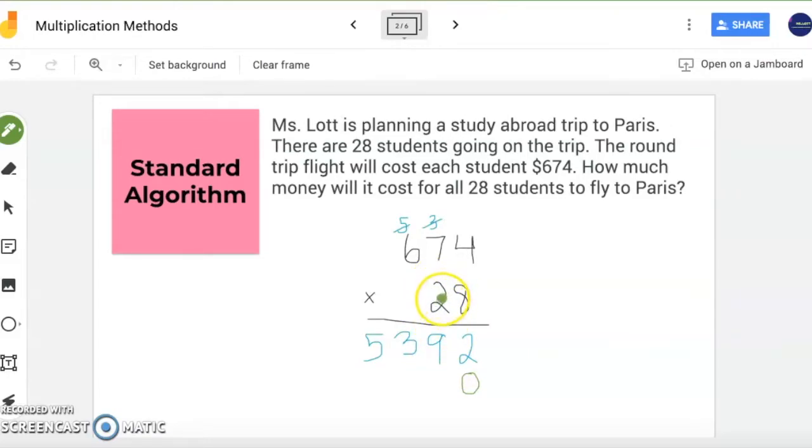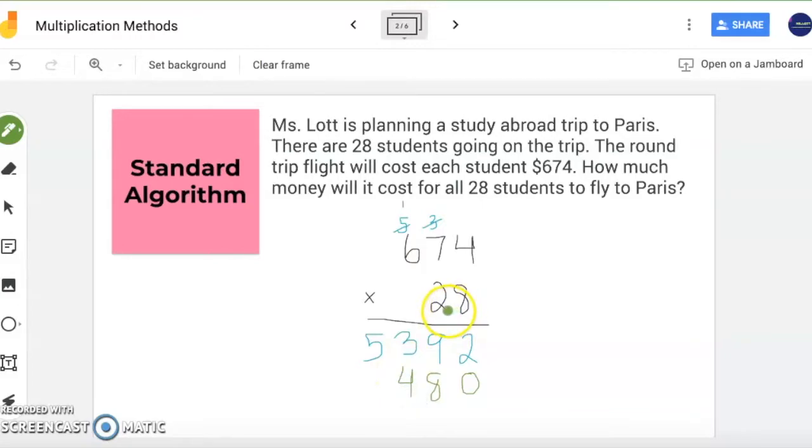Now I'm going to take the 2 and I'm going to multiply by the digit 4 in the ones place. 2 times 4 is 8. My 8's going to go right here underneath that 2. So notice I started with the 2, the 8 goes right underneath it. Now I have 2 times 7, which is 14. It's a double-digit number, so that means we're going to carry, regroup, and bring the 1 above this 5. And my 4 is going to go here in my hundreds place.